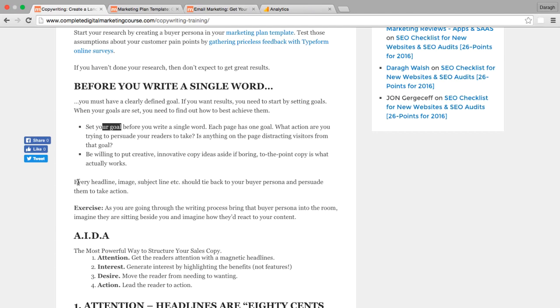What you should really remember is that every headline, image, and subject line should tie back to your buyer persona and persuade them to take that action that you defined for them on the page.